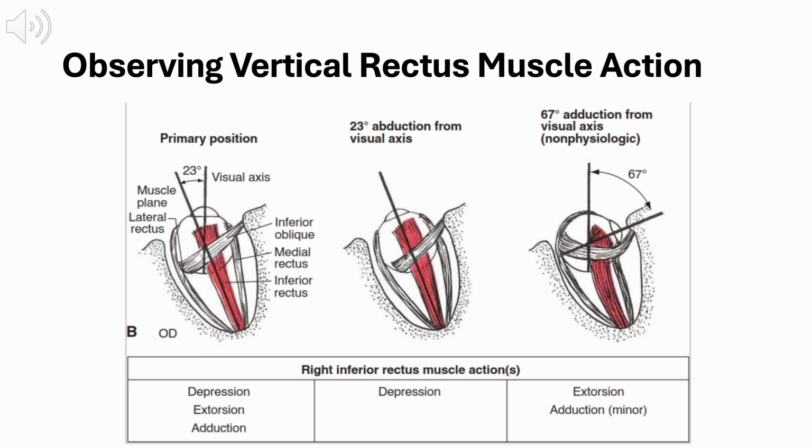The rightmost image shows the non-physiologic extreme of about 67 degrees of adduction, where the visual axis would be perpendicular to the muscle plane. Vertical action is minimized and torsion dominates, so the inferior rectus functions primarily as an extorter, with only minor adduction. As before, the eye can't actually reach this position, but it helps explain why inferior rectus always retains some depressive action in real gaze positions.